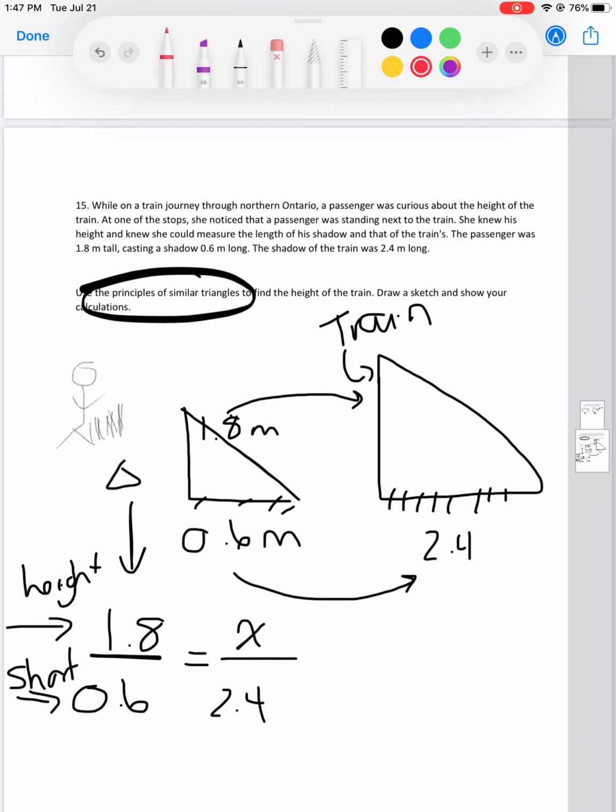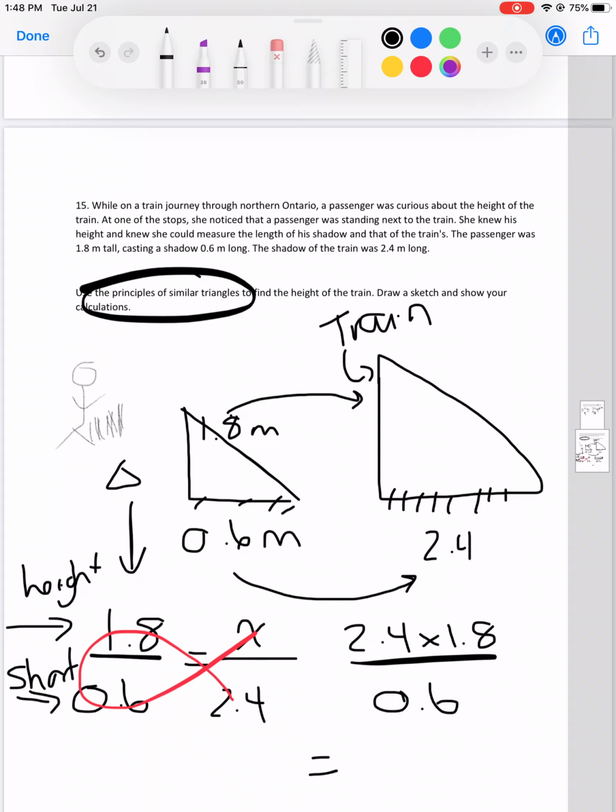What I did is called the fish method. You start with the number that goes with the unknown letter. So my 2.4, I go up, down, and across. When you go up, you multiply, and then you divide. So it's 2.4 times 1.8 divided by 0.6. And it's 7.2.